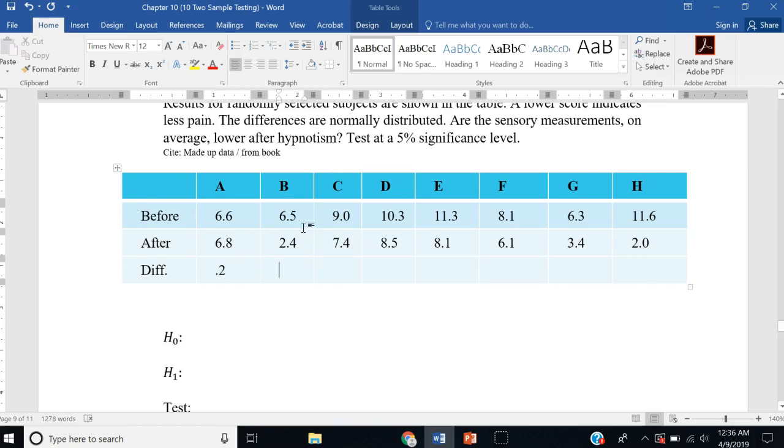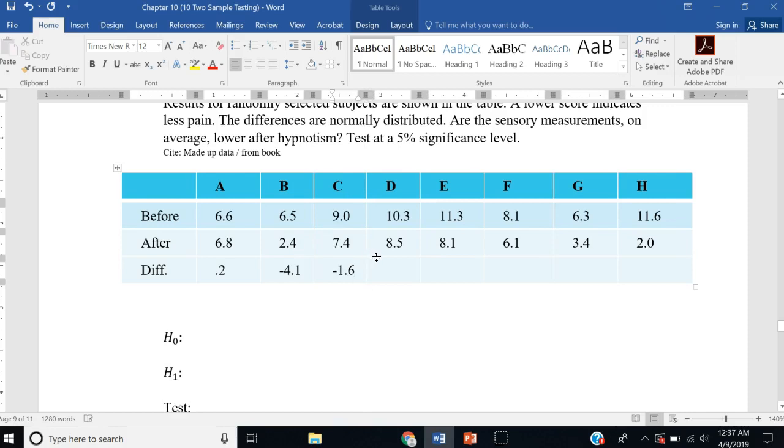Notice that going from 6.5 to 2.4 is a change of negative 4.1. So any decreases, I'm going to consider as negative numbers. Any increases, I'm going to consider as positive numbers. I always think that's a little bit easier to deal with. Negatives mean decrease, positives mean increase. So negative 4.1, and then a negative 1.6. There we go. D here, that's going to be a negative 1.8. E is going to be a negative 3.2.